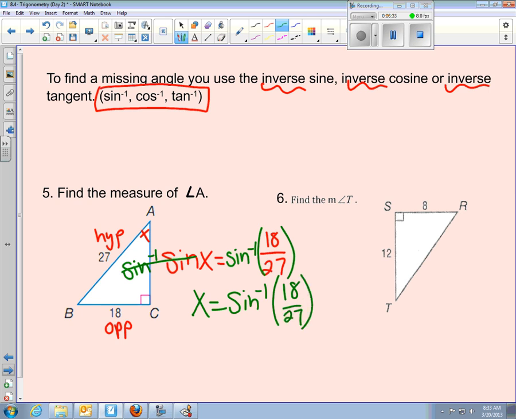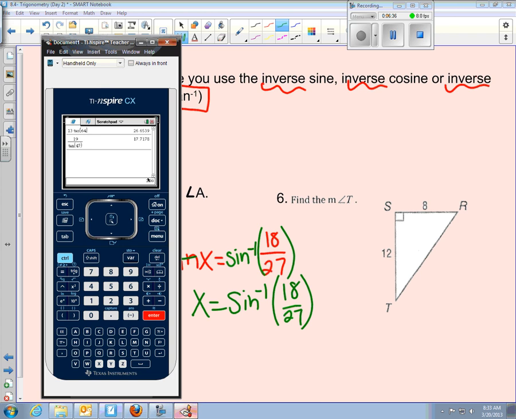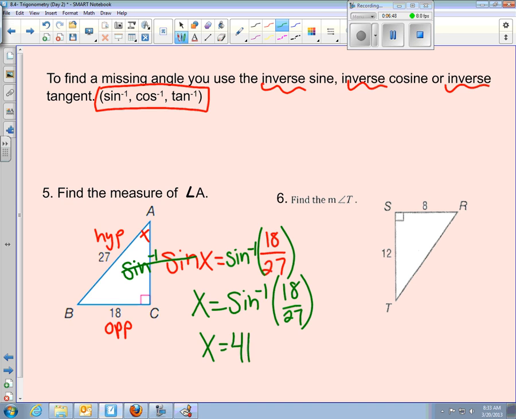Make sure when you're typing this into your calculator that the whole 18 divided by 27 is in the parentheses. So this time we're going to have inverse sine, 18 divided by 27, close off my parentheses, and we get x equaling 41.8. And now if we think about a label, we were asked for an angle, so our label is degrees.